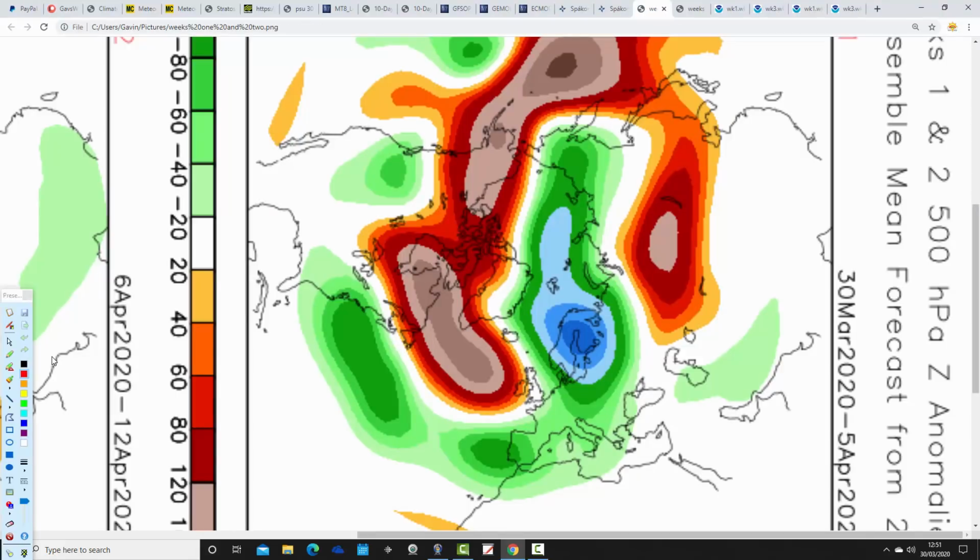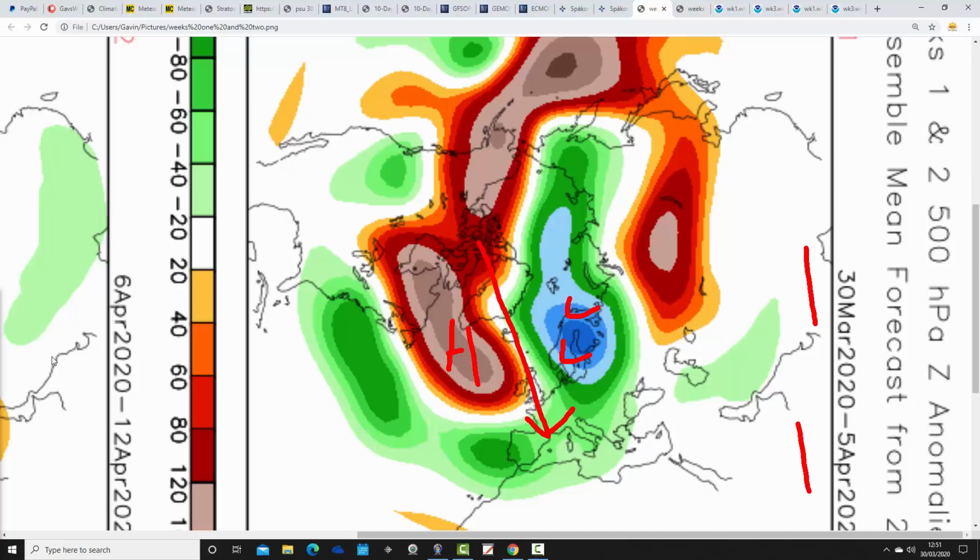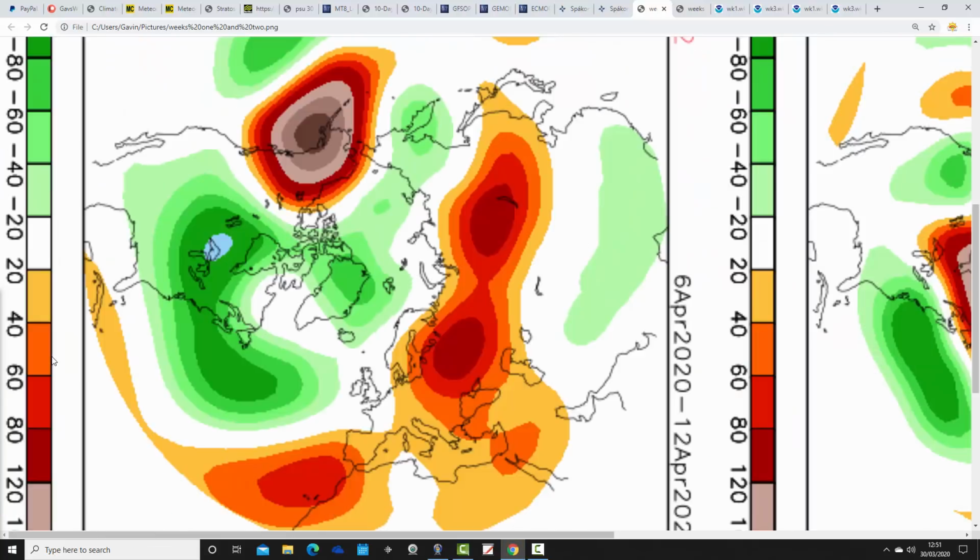And then finally, the CFS V2, these are 500 millibar heights broken down into week periods. The first week period takes us from the 30th of March to the 5th of April. The coming week has low pressure to our northeast, high pressure in the middle of the Atlantic, bringing down northerly winds. So it looks quite cold in the weekend. We've got more cold days to come.